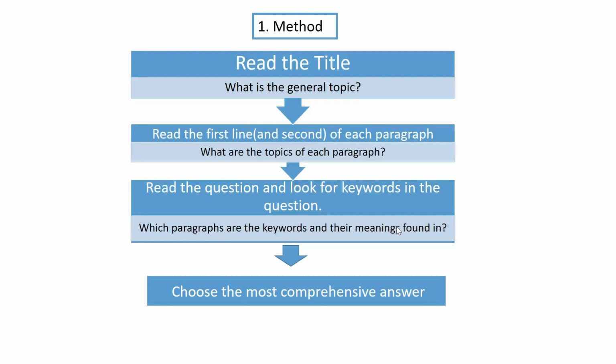So we read the title, and then we read the first line and the second line, and then we read the question and look for keywords in the question. And then we look and see where the keywords are in the paragraphs. So then we choose the most comprehensive answer. This is the first method that we're going to choose, and let's see how it goes.